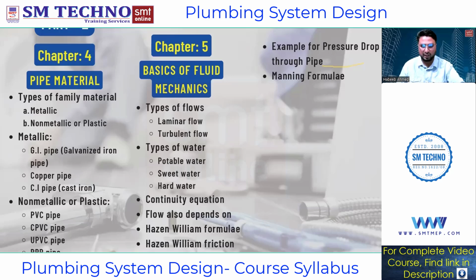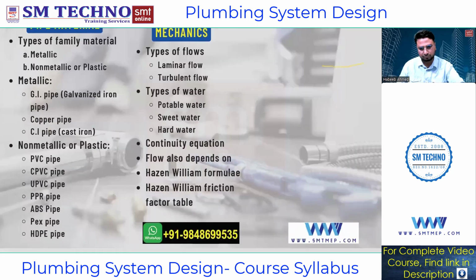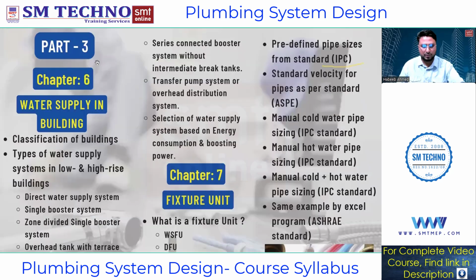So let's move ahead to part 3 in module 1, the water side, and part 3 consists of chapters 6 to 7. What are you going to learn in chapters 6 to 7? Everyone, part 3 on screen, chapter number 6. In chapter 6, we will learn the different types of water supply in a building, like the classification of buildings. First of all, we'll know what the classifications of a building are.